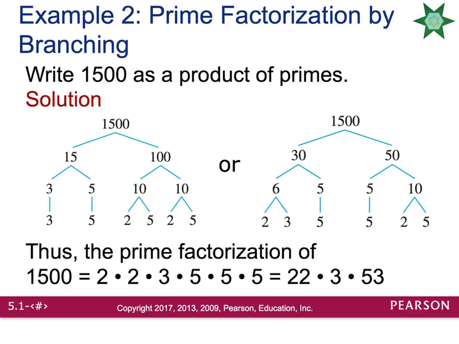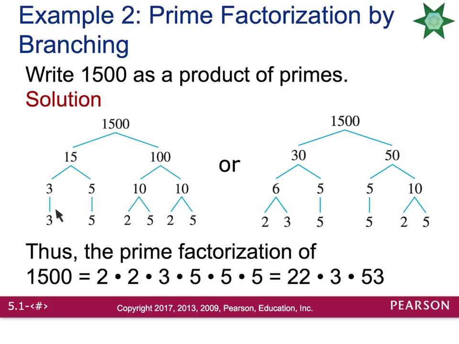So for example here, let's look at 1500. That's 15 times 100, so those are our two factors. Then 15 we can break down as 3 times 5, and those are prime. When they're prime, you can just circle them. Then 100 is 10 times 10, and we have to break the 10s out into 2 times 5.